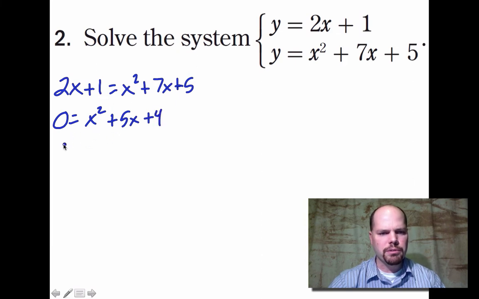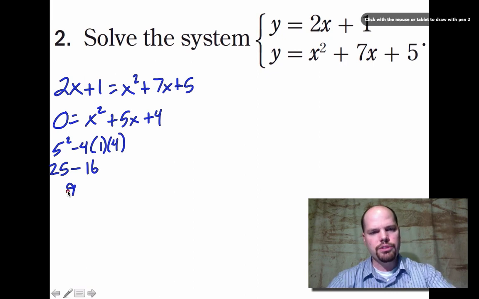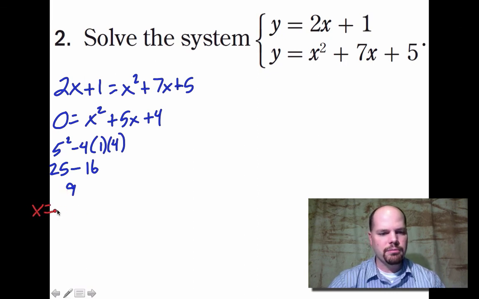Let's find the discriminant: b squared minus 4 times a times c. That's 25 minus 16, which is 9. That means there are going to be two solutions. So x is the opposite of b, and b was 5, so negative 5, plus or minus the square root of our discriminant, which is 3, all over 2a. A was 1, so that's over 2.